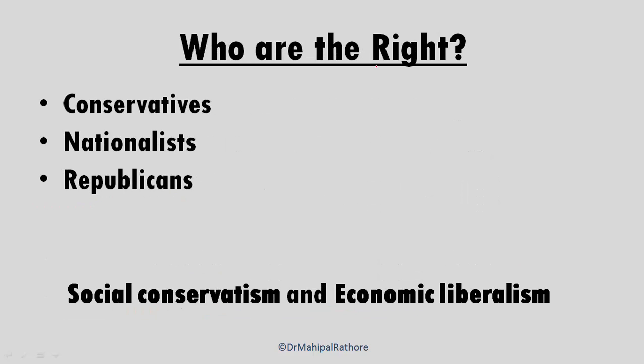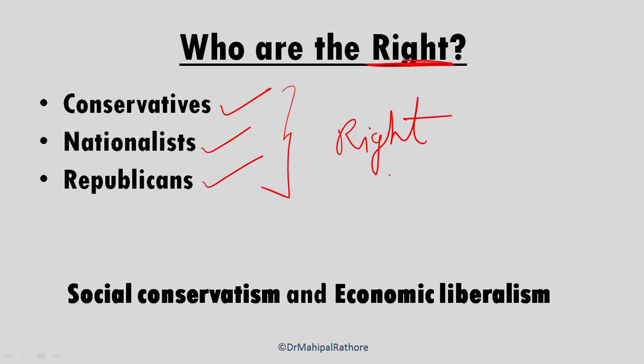Now we come to the right wing. So who are the right wing people? Who are these people who call themselves right wing or right wing parties or right wing politicians? They are usually conservatives, nationalists, or Republicans. So these are the basic ideologies that call themselves the right wing ideologies or right wing parties.